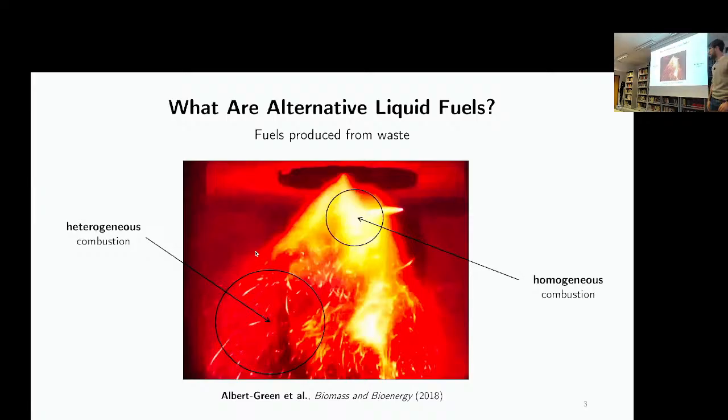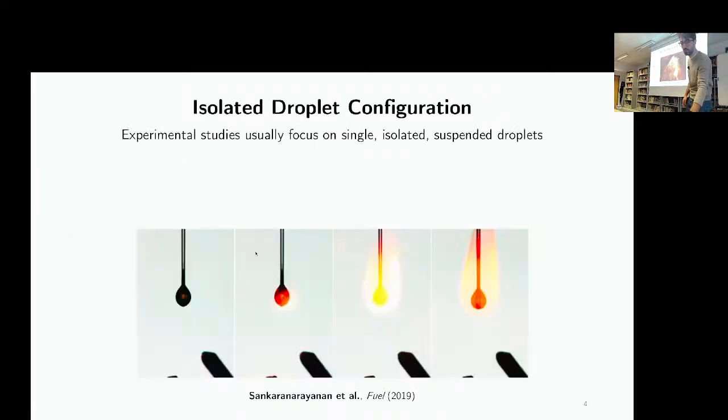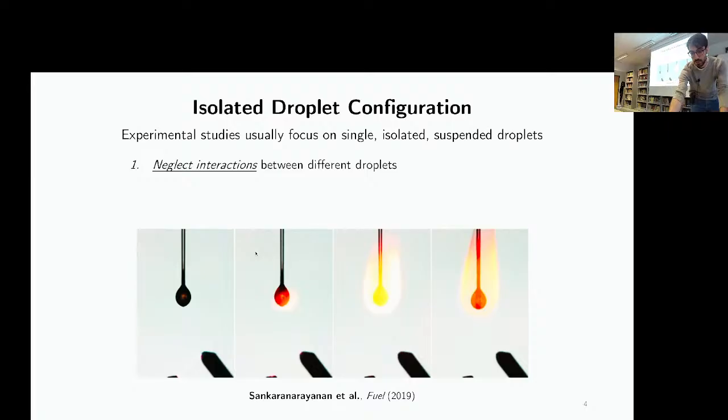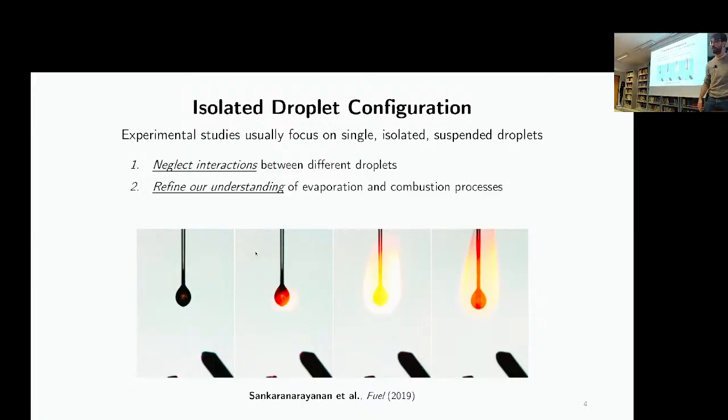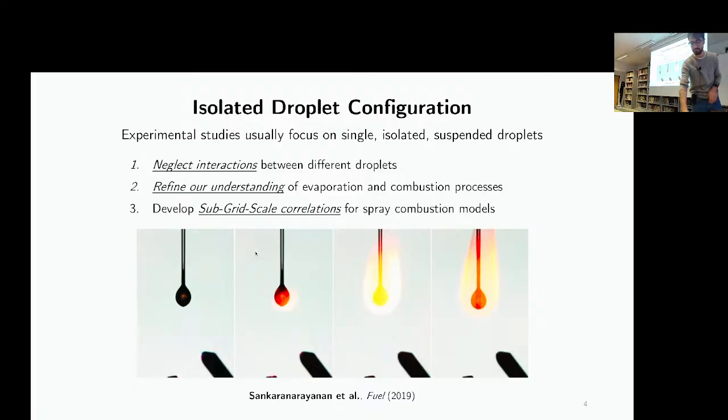But the problem is that, as you can see, spray combustion is a complex and chaotic phenomenon, so we decided for this work to focus on a simplified configuration, which is an isolated droplet. By doing so, we can neglect the interactions between the different droplets that compose the spray. We can refine our understanding of the evaporation and combustion of isolated droplets, and finally we can also develop subgrid scale correlations for engineering models like the Euler-Lagrange model for spray combustion.